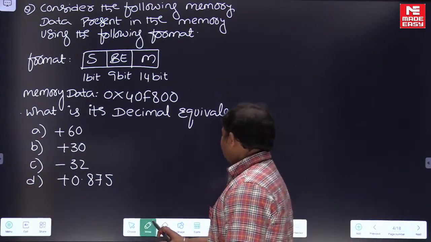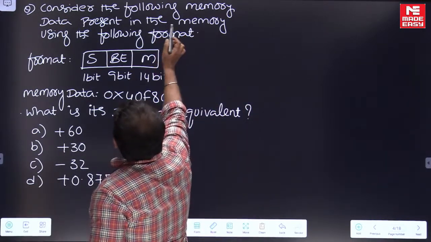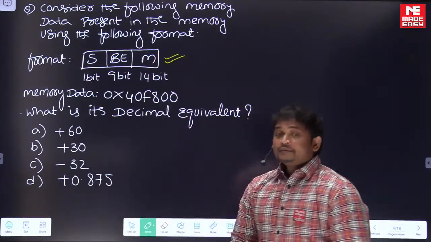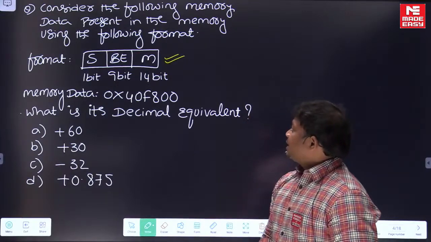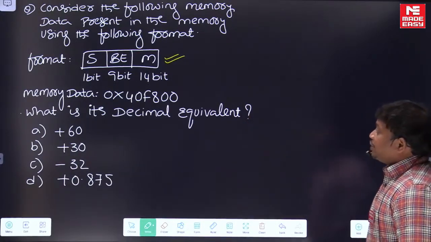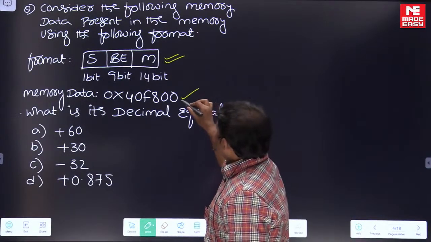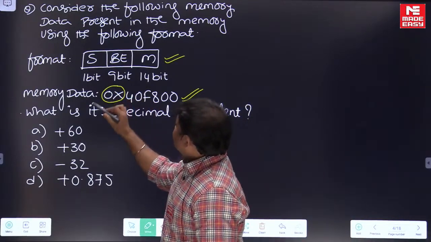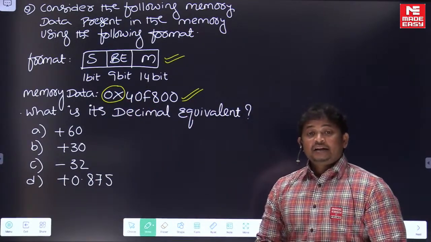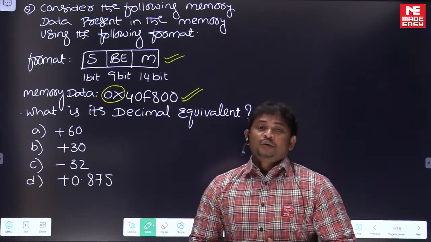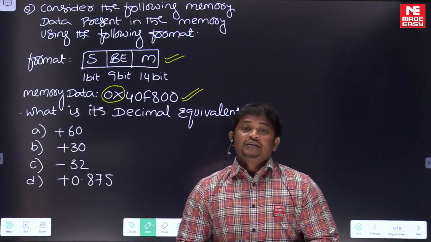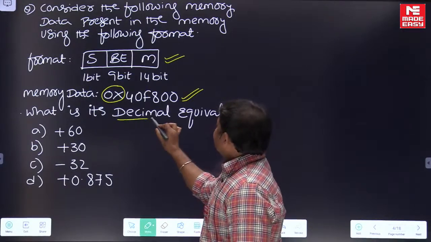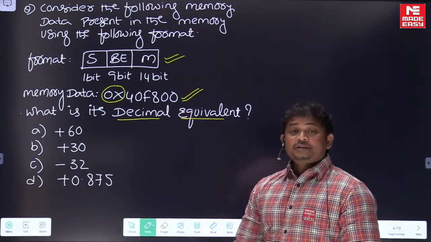Okay, now see this question. Consider the following data present in the memory using the following format. This is the format given. 1 bit is allocated for the sign, 9 bits are allocated for BE, and 14 bits are allocated for M. This is the memory data, which is already given as stored in the memory. 0x stands for hexadecimal. So hexadecimal data is given in the question, stored in the memory using the floating point format. What is its decimal equivalent? We need to find the decimal value of the hexadecimal equivalent.